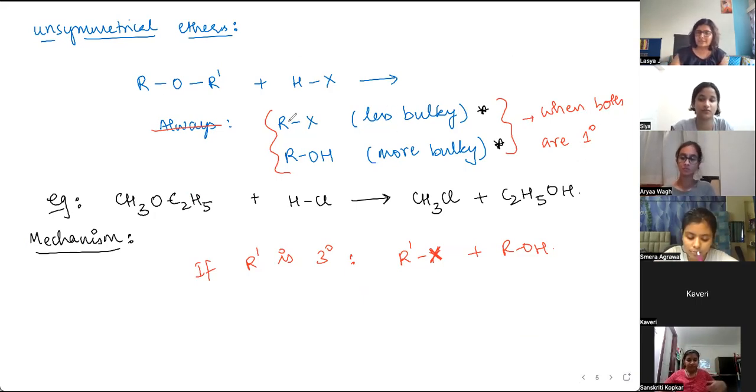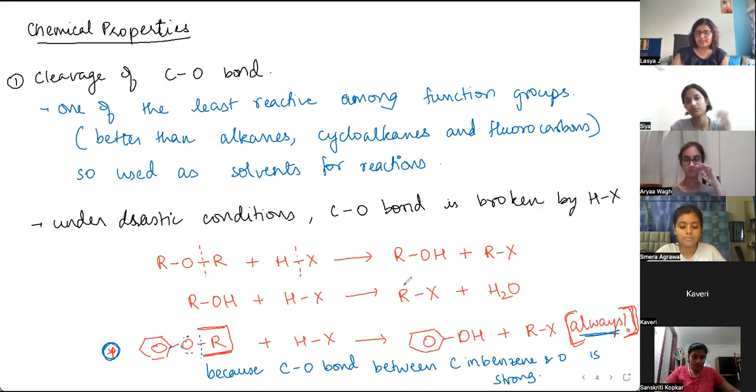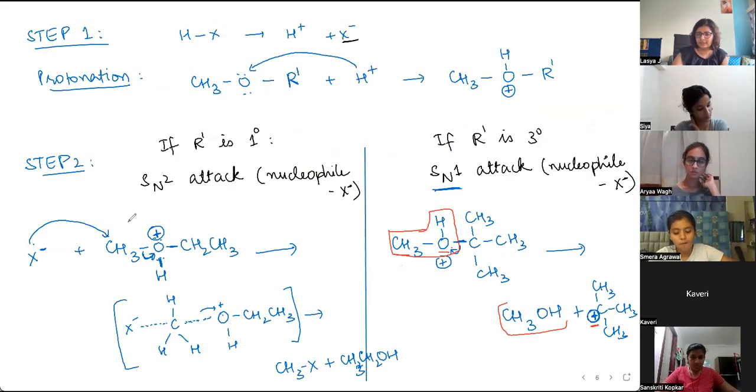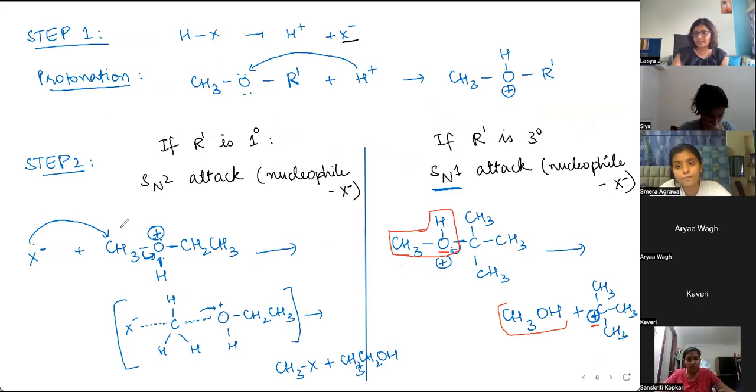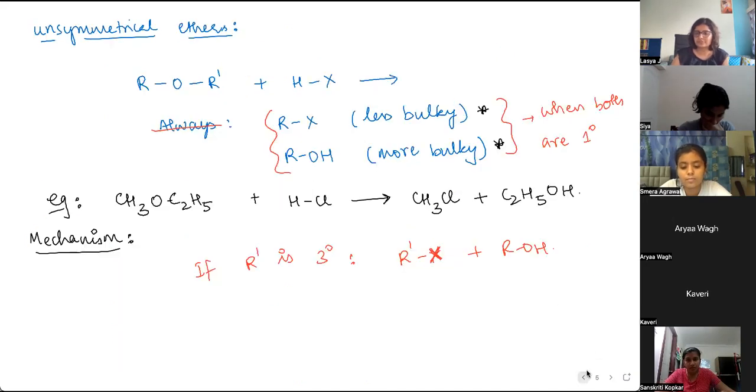The less bulky will be R-X and the more bulky one will be R-OH. The reason for that is it's following SN1, so the attack will happen where there is more space. So the less bulky one will form your R-X, the alkyl halide. This will change with tertiary. That's why I made the correction and wrote it in red. So make sure you note it correctly.